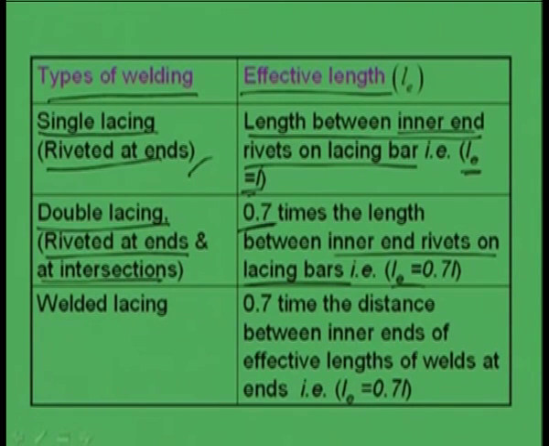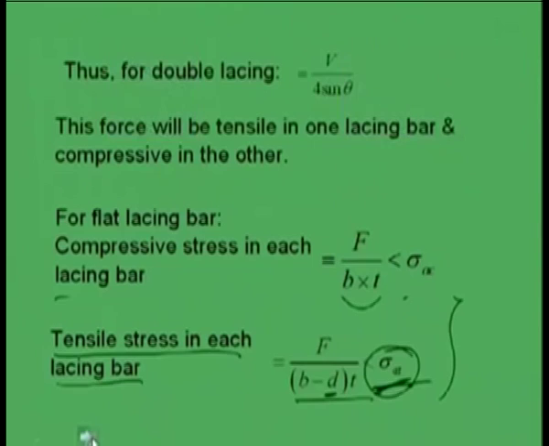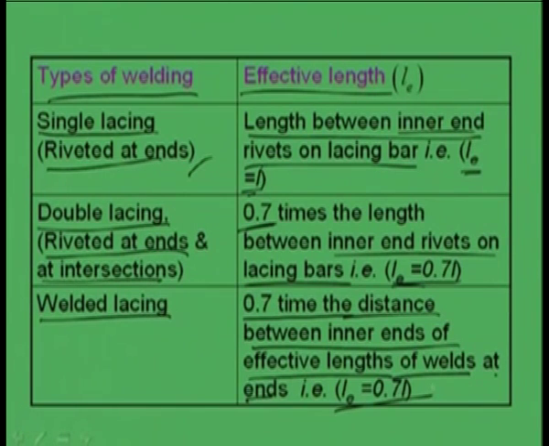So, effective length LE will become 0.7 into L, where L is what we have shown here, this is the L, and in this case for double lacing this is the L. Okay. So, 0.7 times the length between inner end rivets on the lacing bar. In case of welded lacing, this effective length will be 0.7 times the distance between inner ends of effective lengths of welds at ends. So, in this way we can find out the effective length.